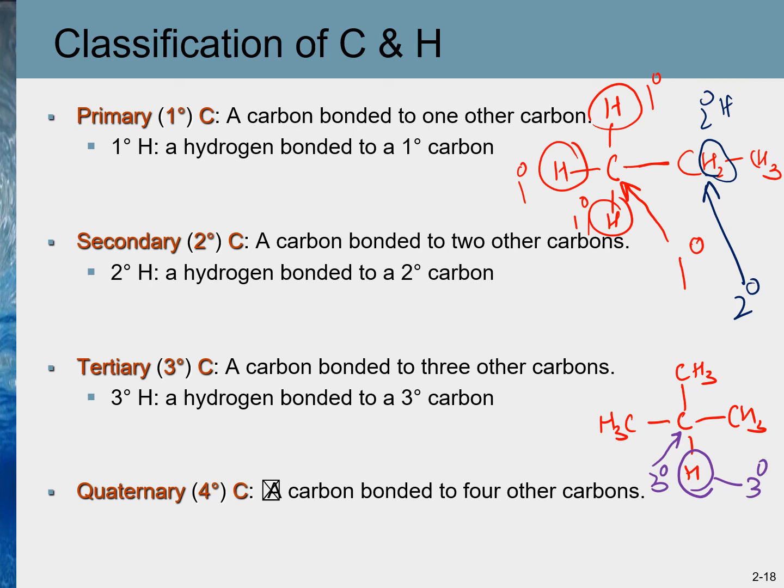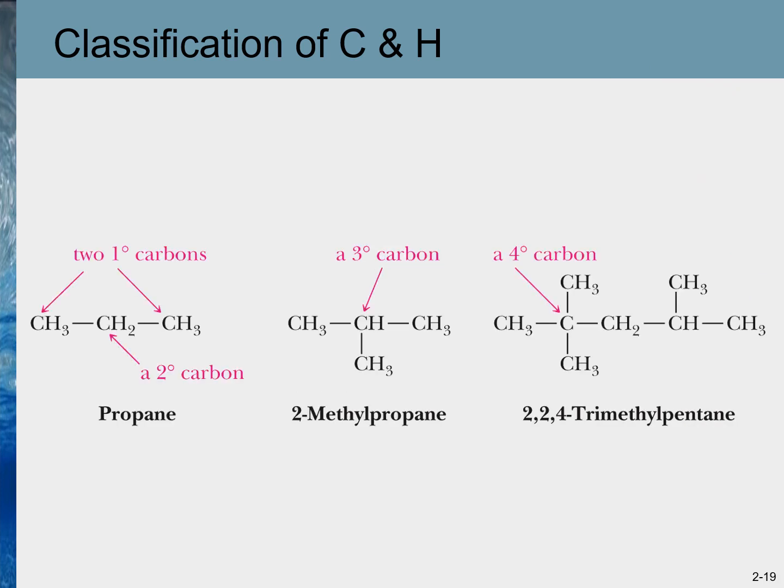Finally, the quaternary carbon is, as you have already guessed, a carbon which is bonded to 4 carbons, so this carbon is a quaternary carbon. And remember, there can be no quaternary hydrogen because carbon can only have 4 bonds and it has already bonded to 4 other carbons. So it's not possible for it to bond to another hydrogen. The examples of various primary, secondary, tertiary and quaternary carbons are shown in this slide.